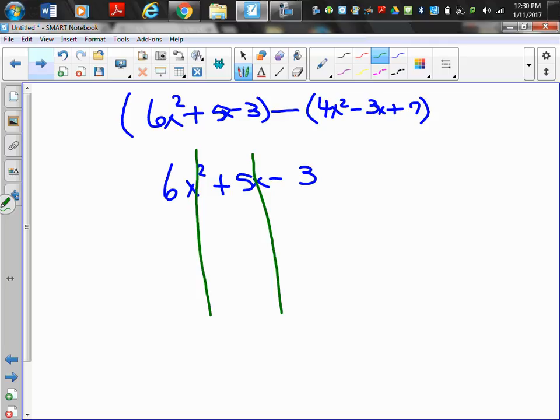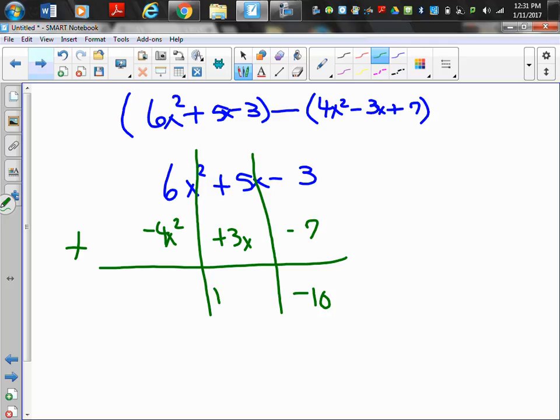Alright, so this symbol tells me the opposite of 4 is what? -4. So that's -4x squared. The opposite of -3 is +3. Okay, I got it. The opposite of +7 is -7. And then you add them. So -3 plus -7, -10.